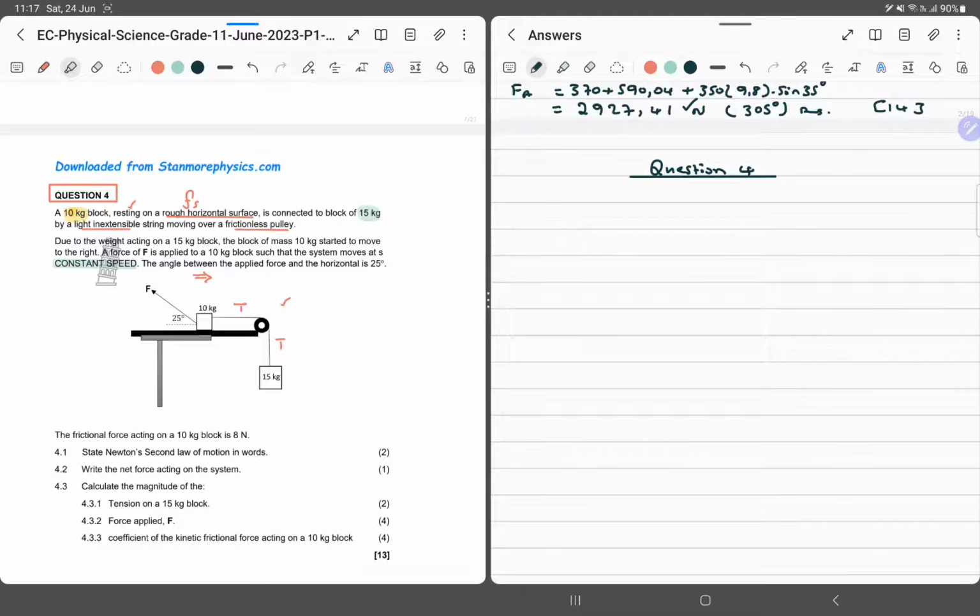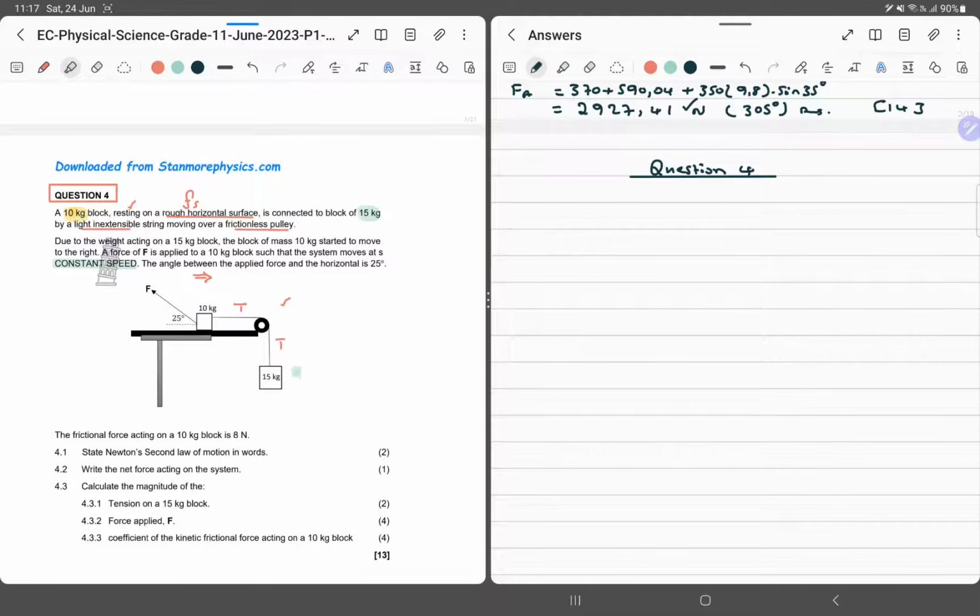If we're moving at a constant speed, that means the forces are effectively balanced. So the resultant force on the system is 0. With that resultant force of 0, it means there's a lot of equalities. But now, what is the driving force here?